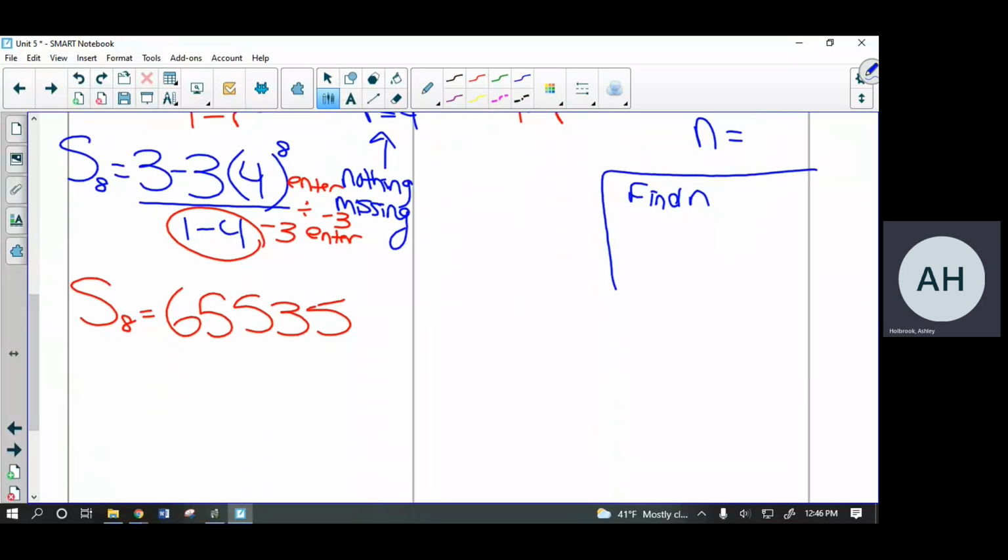So just like we talked about yesterday, if you're missing a piece of information, you have to jump back to the sequence formula to find it. Specifically for this one, the geometric sequence formula. So AN equals A1 times R to the N minus 1.